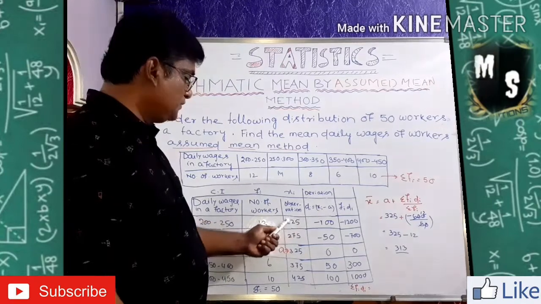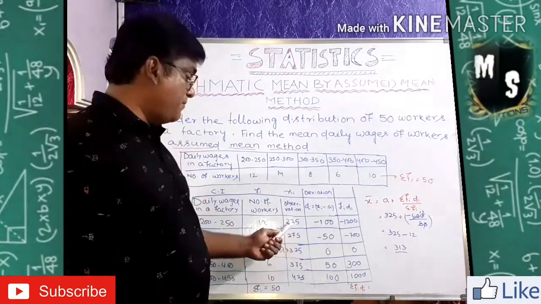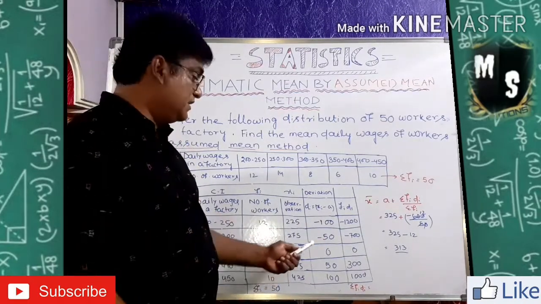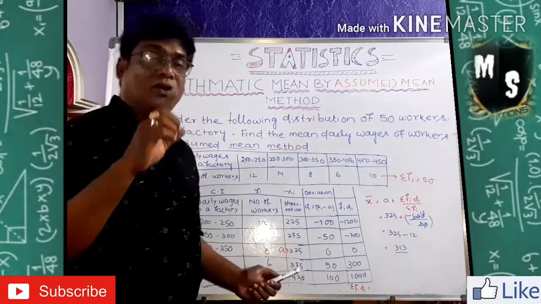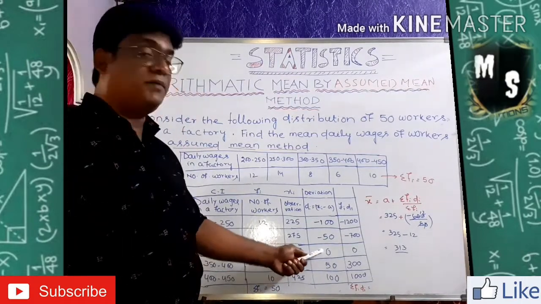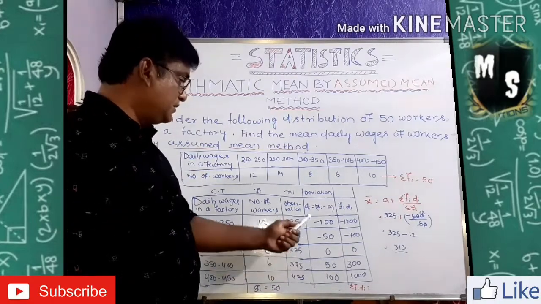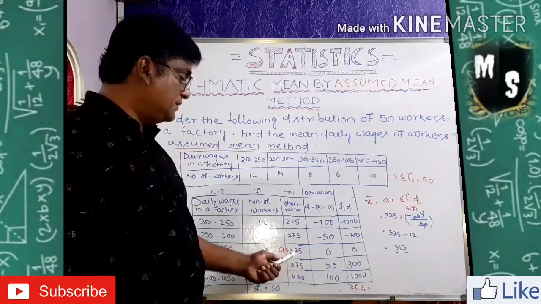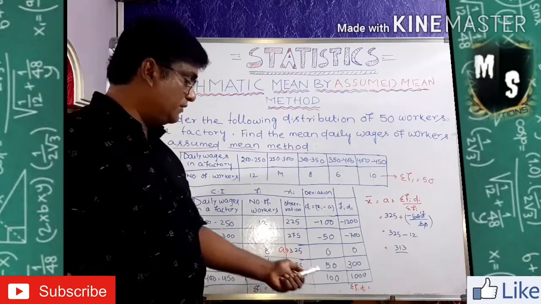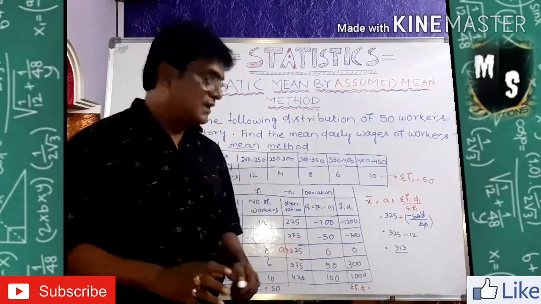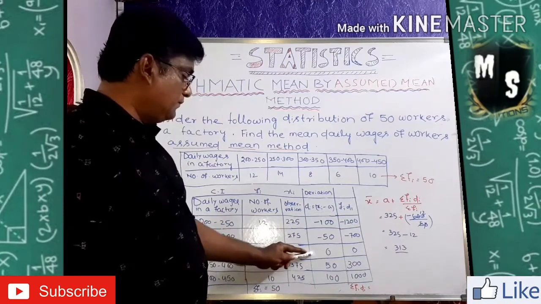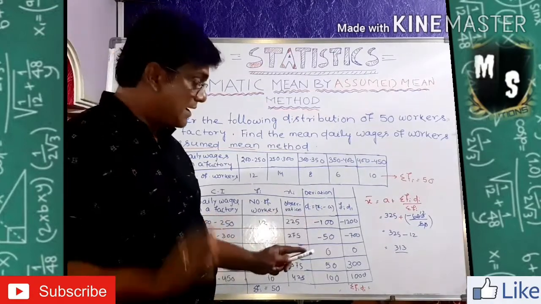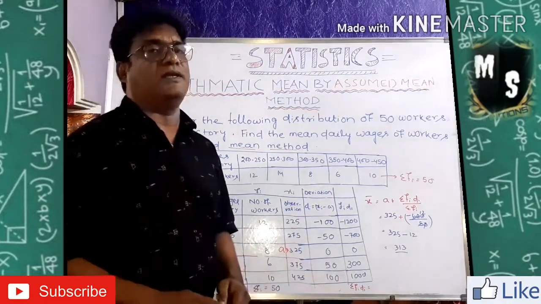So what is D for the first one? 225 minus 325, it is minus 100. Now 275 minus 325, that is minus 50. Now in the deviation column, at the assumed mean, the deviation will be 0, because 325 minus 325 is 0. Then 375 minus 325, 50. Then 425 minus 325, 100. The important point to note: where the deviation is 0, above it the values come negative, and below it they come positive.